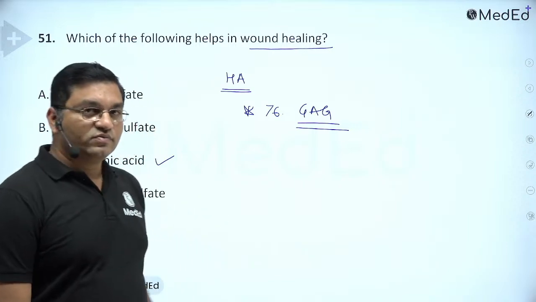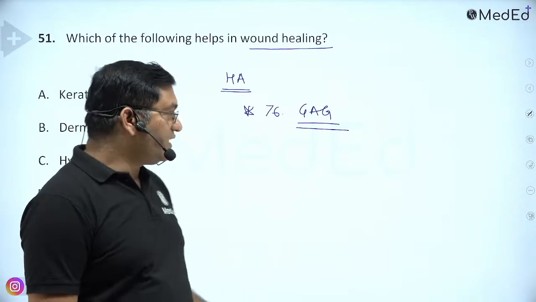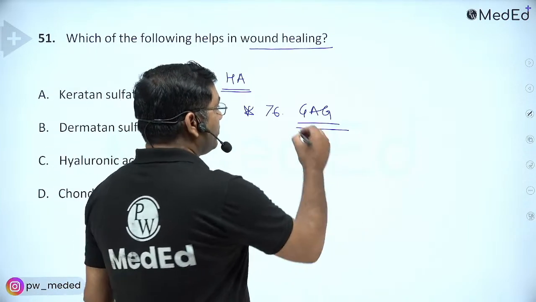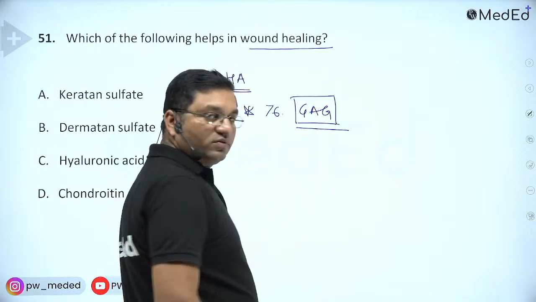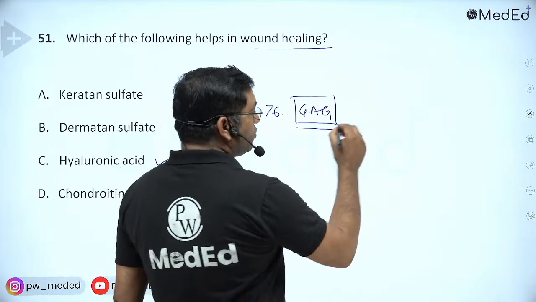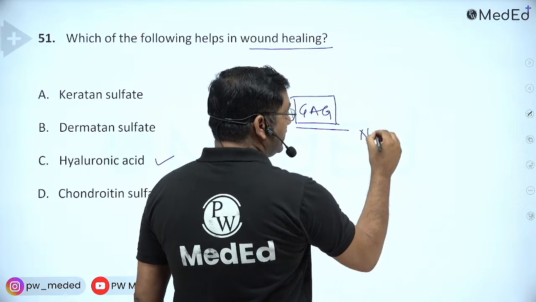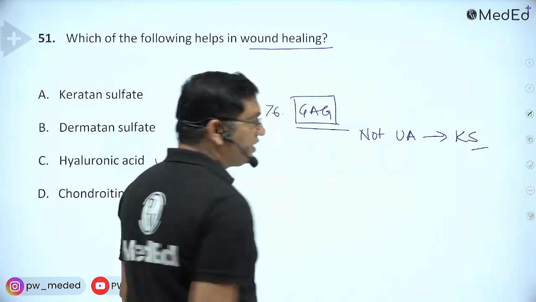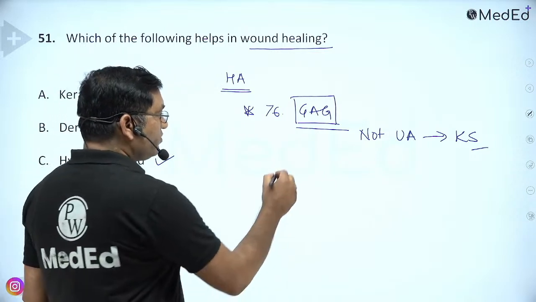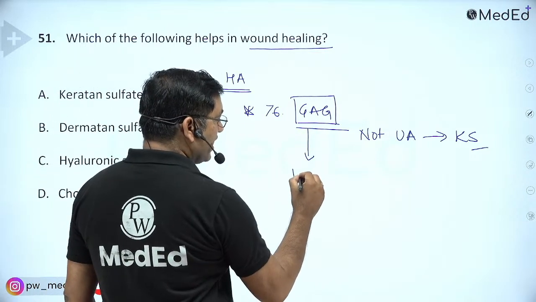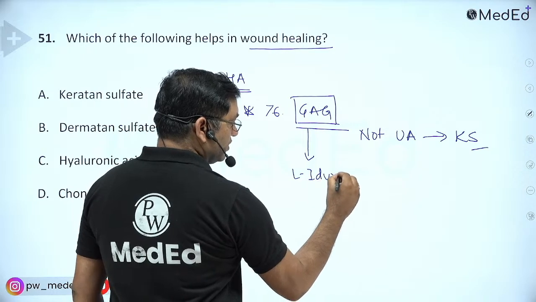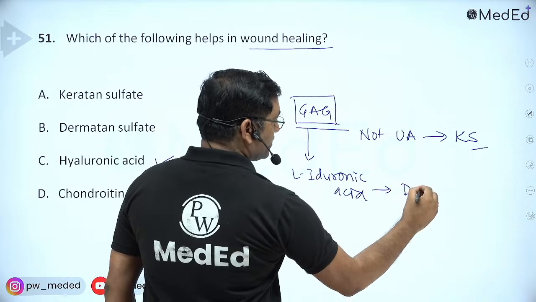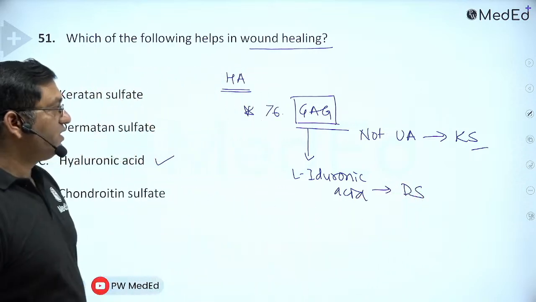We'll conclude in 10 minutes. Okay. So glycosaminoglycans are important. The glycosaminoglycan not containing uronic acid is keratan sulfate. The glycosaminoglycan with L-iduronic acid is dermatan sulfate. Then the distribution of glycosaminoglycans.